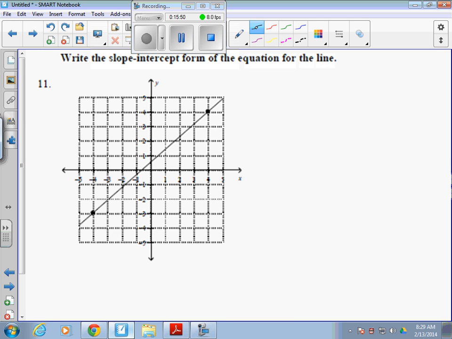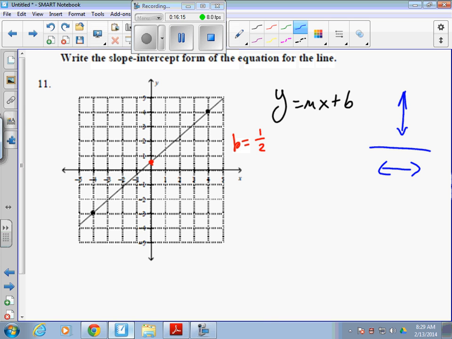Write in slope-intercept form of the equation. Again, slope-intercept form, y equals mx plus b. Plus b is first. Where does it cross through the y-axis? At 1/2. So your b value is 1/2. Your m value is how many times it goes up or down over how many times it goes left or right. Your rise over your run.